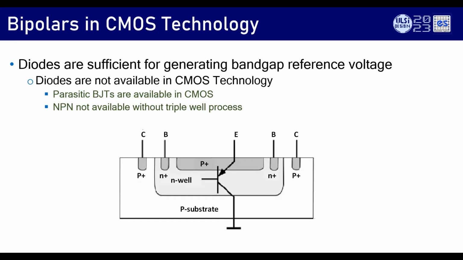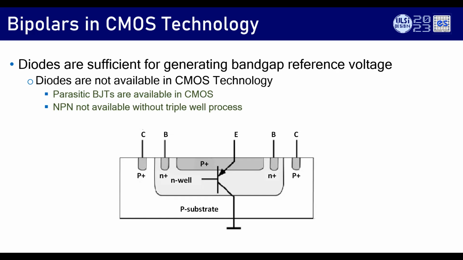It's a vertical PNP. It's a parasitic BJT with a poor beta. Beta is about 1 or 2. And maybe we can use this for developing voltage references. And if you have a triple well process, then yes, you will have NPN transistors. I think from 65 nanometer onwards, we do have an NPN, but still most of the bandgaps I see even today are with PNP only.